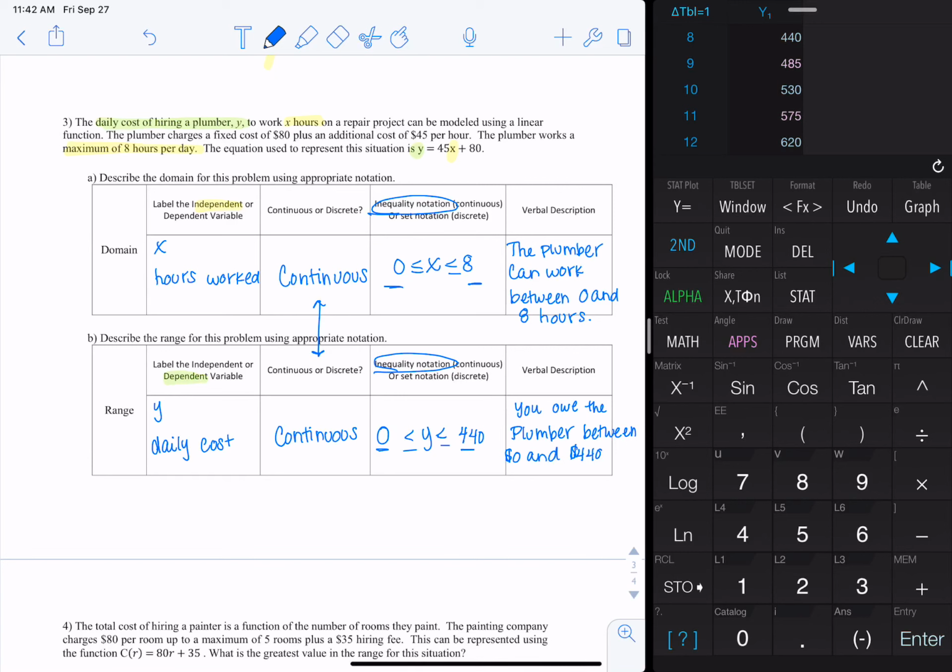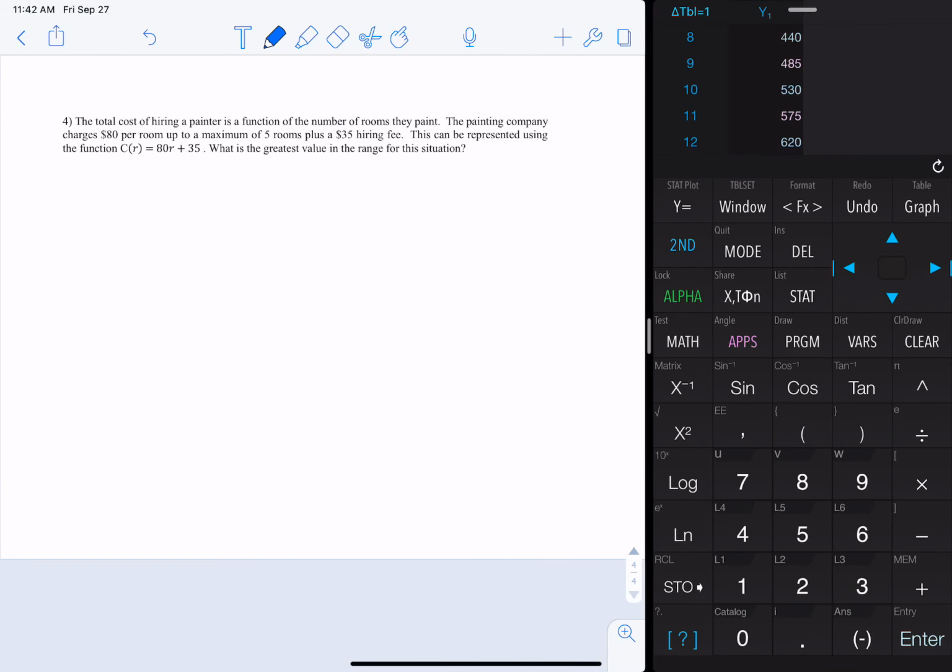So then the next one, the very last one we've got, says the total cost of hiring a painter is a function of the number of rooms they paint. The painting company charges $80 per room up to a maximum of 5 rooms, plus a $35 hiring fee. This can be represented using the function C of R equals 80R plus 35. We want to know the greatest value in the range. This is a lot like the questions we did on your last test. So first, you box the equation. Then you highlight, you want to find the range, and you highlight the part of the table that answer is going to come from, okay?